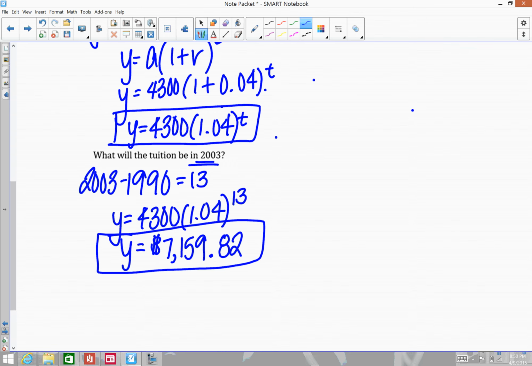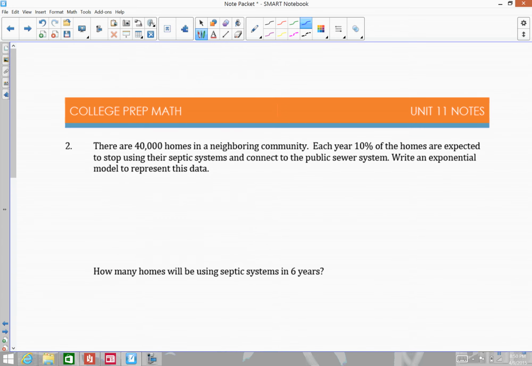So let's look at another example. So there are 40,000 homes in a neighboring community. Each year, 10% of the homes are expected to stop using their septic systems and connect to the public sewer system. Write an exponential model to represent this data. So 10% are going to stop, which means it's going to decrease. So this is going to be a decay model because now we're losing homes. So we're losing the amount of homes using septic systems.